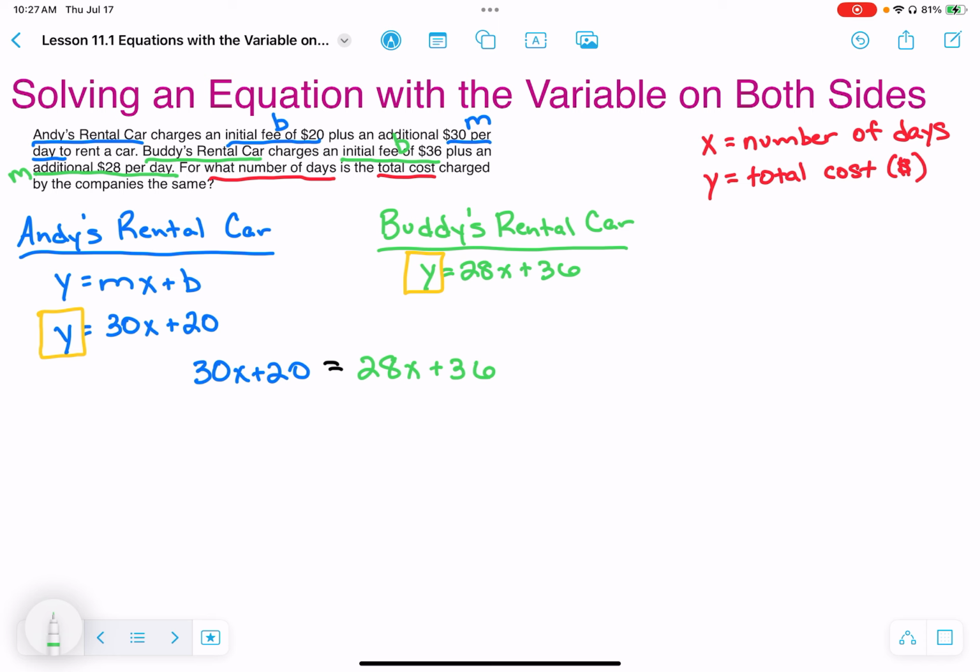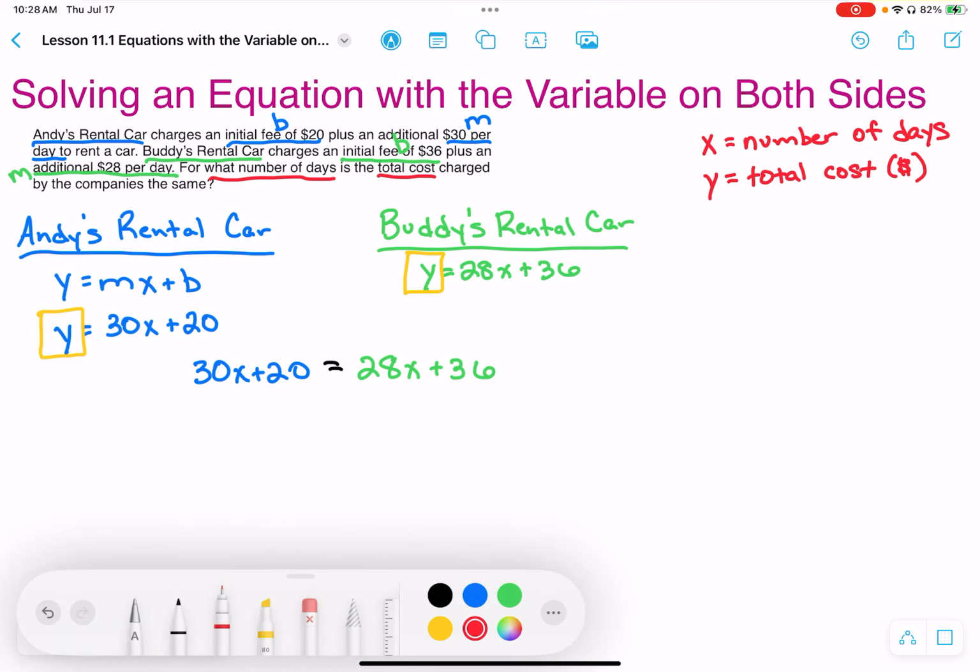So one of the ways that we can solve for x is by taking Andy's rental car equation, 30x plus 20, and setting it equal to Buddy's rental car equation, 28x plus 36. And you'll notice that once we do this, we don't have a y variable anymore. We only have x. And so our goal now is pretty simple. What is the value of x? So how is this problem different from any other equation that we've done all year long?